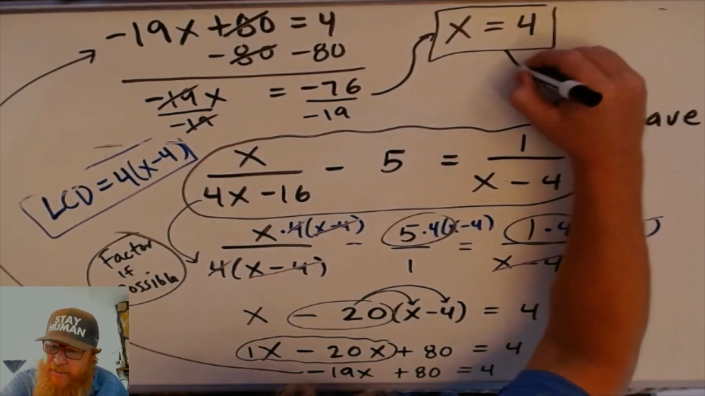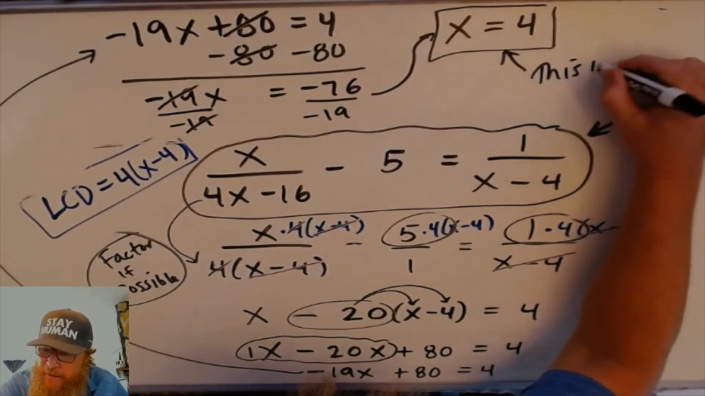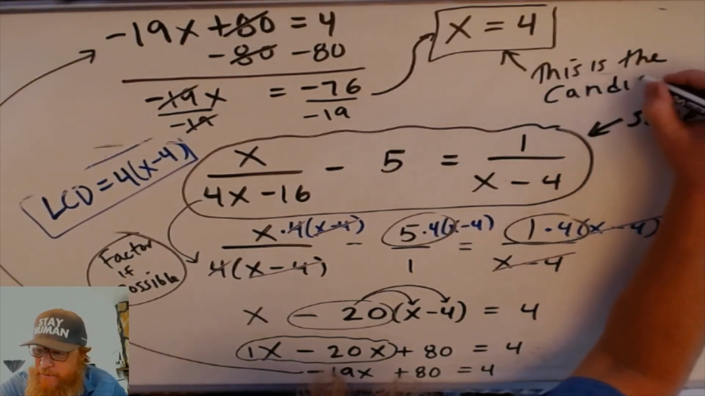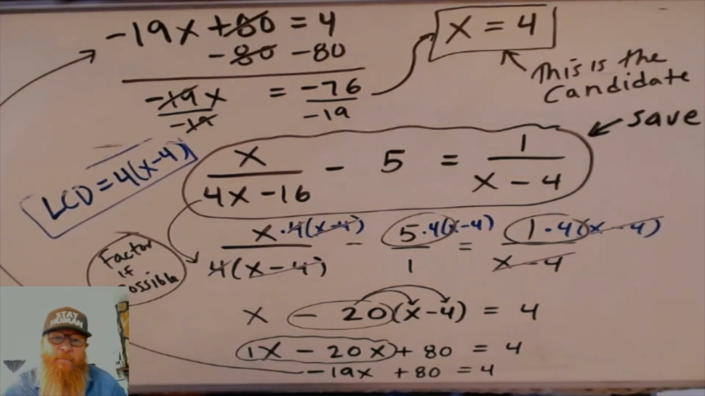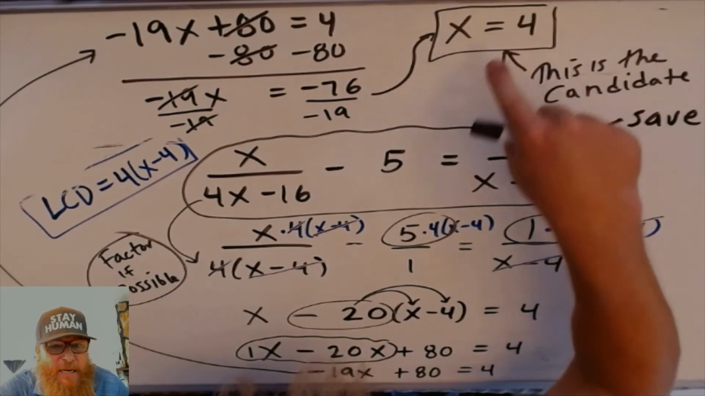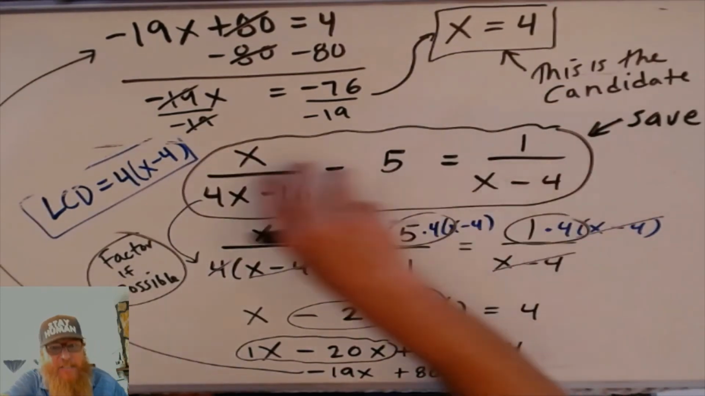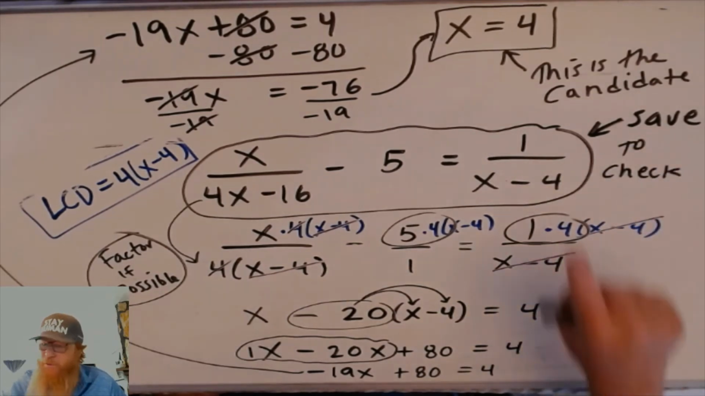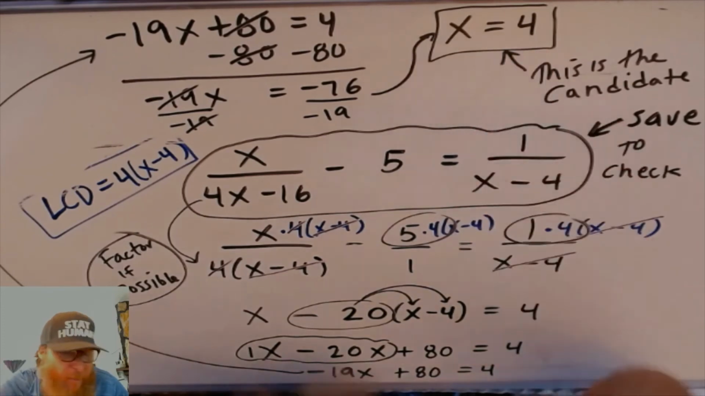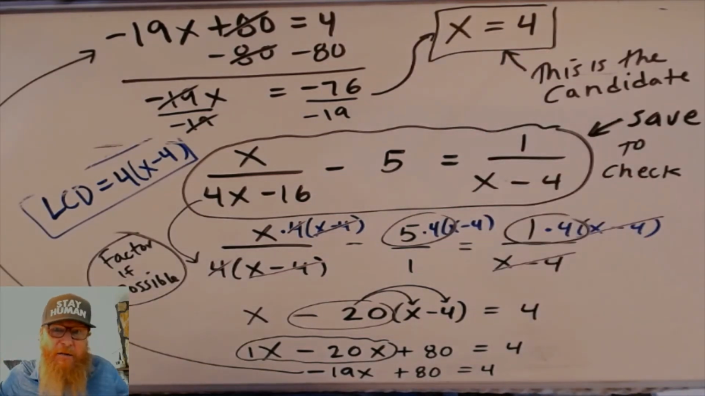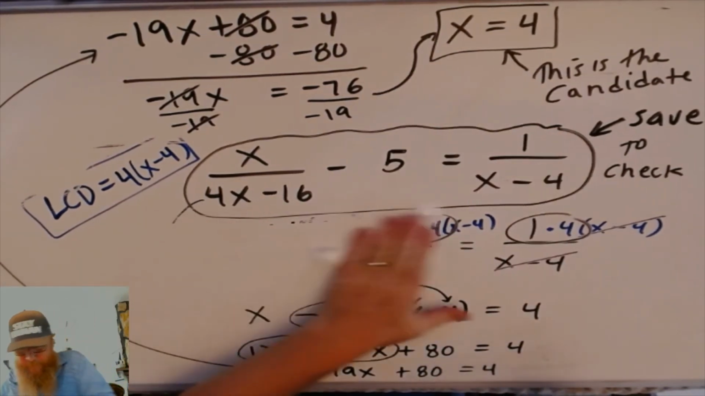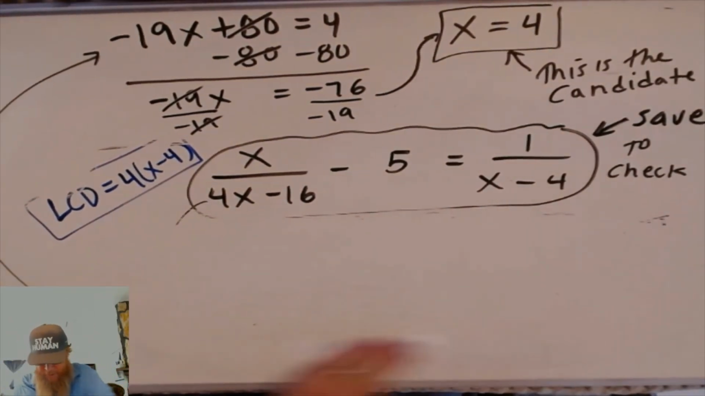Now, this is not the solution. This is the candidate. That's what we call it before you actually check it. In order for this to actually be a solution, it has to satisfy the original equation. So do not type in x equals 4 right away. You might get it wrong, and then you're going to go, what did I do wrong? So you only have one candidate. We're going to check it and see if it actually satisfies the equation.